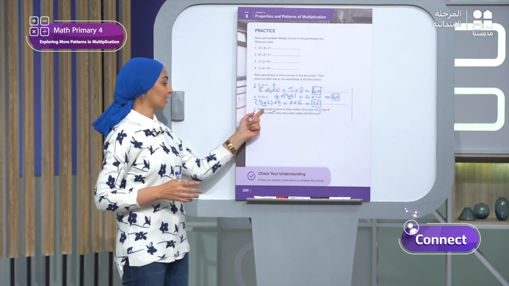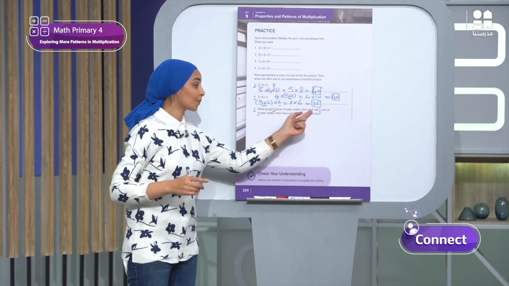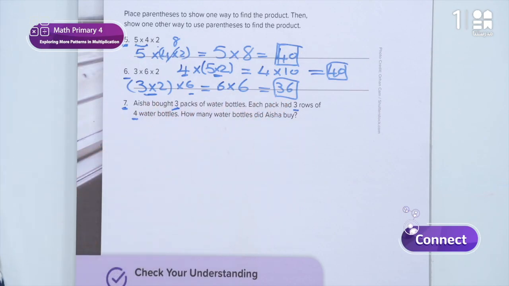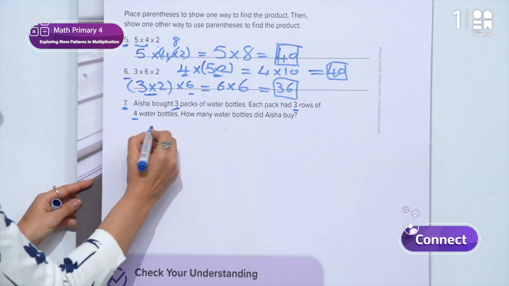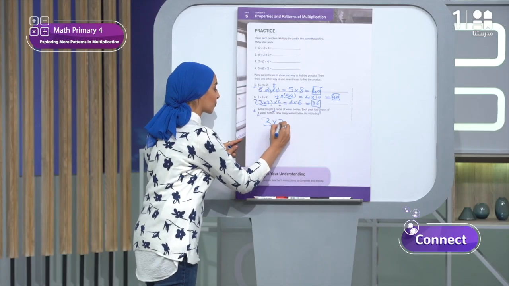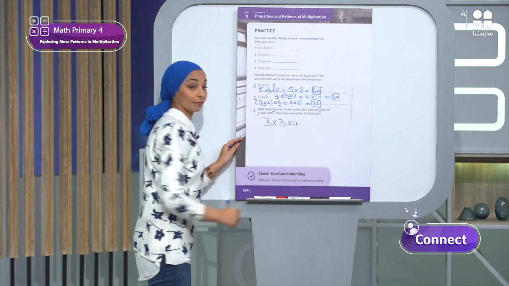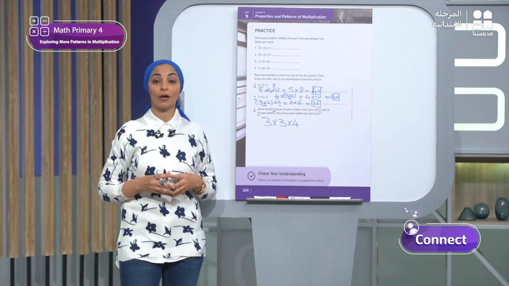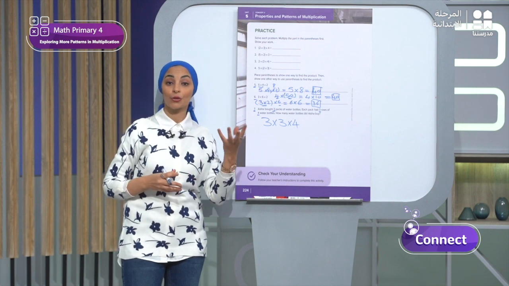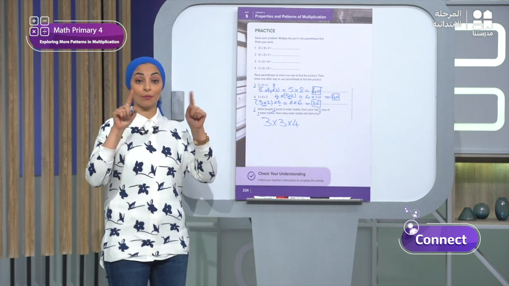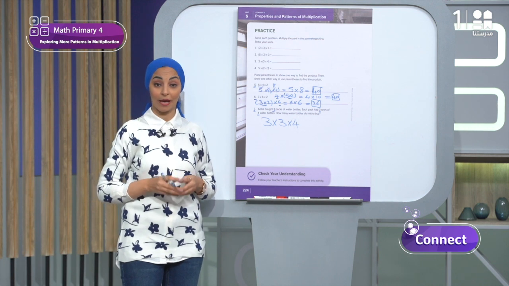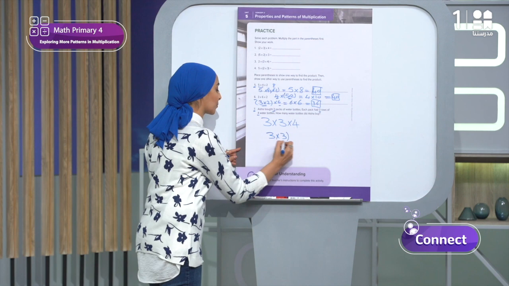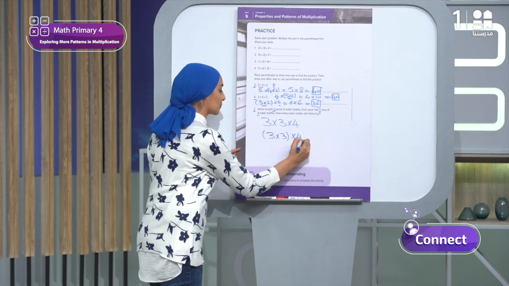طيب here I have Aisha bought 3 packs. Each pack عندها 3 rows consists of 4 water bottles. يبقى هعمل ايه؟ هعمل 3 times 3 times 4. Right? 3 times 3 times 4. طيب أول حاجة هعملها ايه؟ هعمل 3 times 3 first. يبقى I must put the brackets between 3 and 3. تعالوا نكتبها كده using the brackets. يبقى 3 times 3 between brackets times 4.